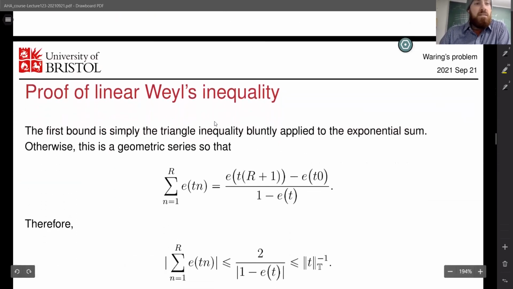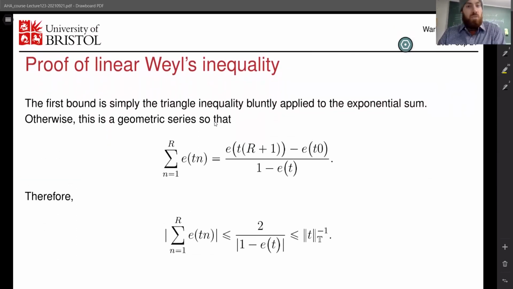So let's prove this. The proof uses a geometric series. Each one of these terms is e to the 2 pi i nt, so that's e to the 2 pi i t to the nth power, and I just do a geometric series. I get the r plus 1th term, where r is a natural number, and that's just e to the 2 pi i t times r plus 1, minus 1. Sorry, that should have been a 1 here.